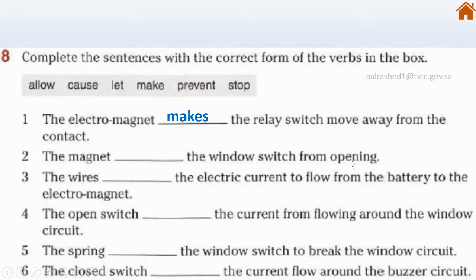Try to go through the rest of the sentence. Try to identify the preposition and what happened to the verb. As you can clearly see, preposition from and we added ing on the verb. So the answer must be either prevent or stop. Both of them are correct.